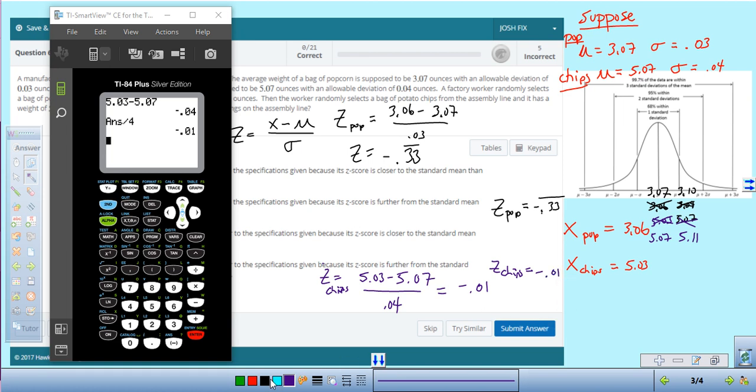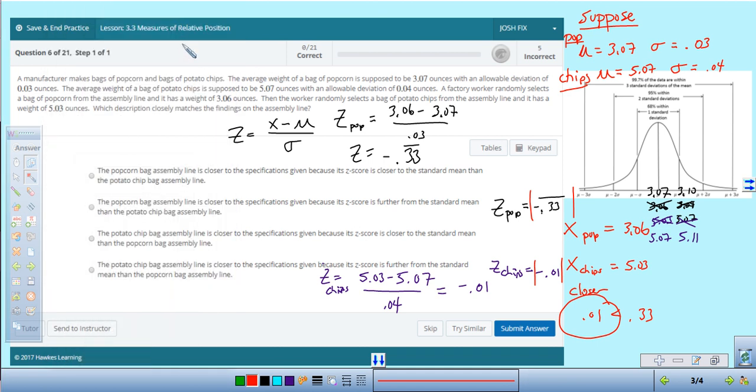Well, what we have to do here is take the absolute value of each of those, just to get an idea. What we're going to see is that we get 0.01, which is less than 0.333. And that means that 0.01 is closer to the mean, which means I have less variation, less discrepancy from the mean. So our best situation is going to be the chips.